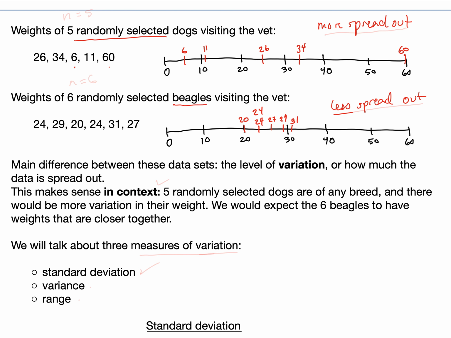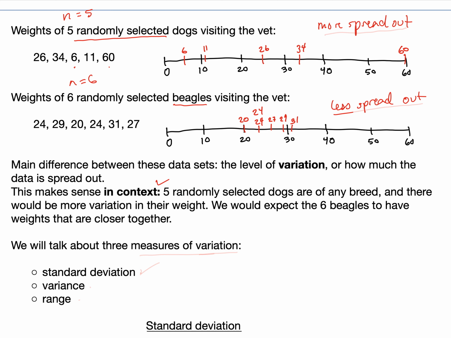Whereas here, all the dogs are of the same breed, so these data values are closer together. They're all beagles, and if they're adult dogs that are beagles, there's going to be some range of expected values for the weights of those dogs of specific breed that is smaller than the range of all breeds of dogs' weights. So yes, this does make sense to us in context. Notice that the sample size, n equals 5 and n equals 6, really has nothing to do with this difference.